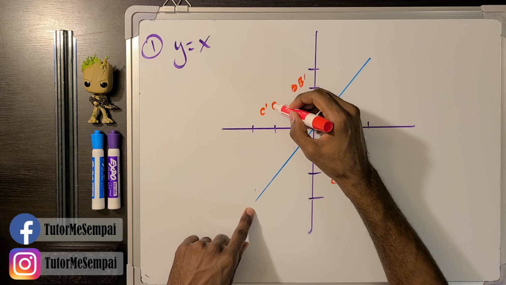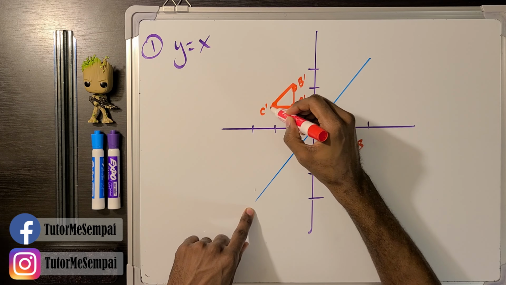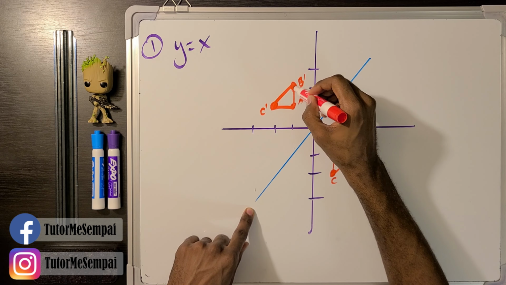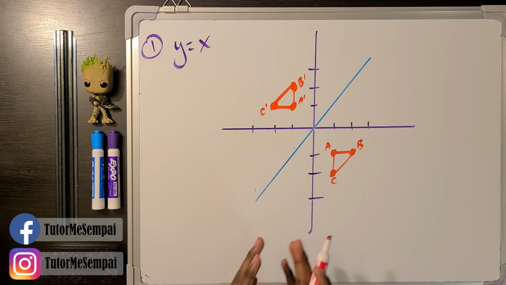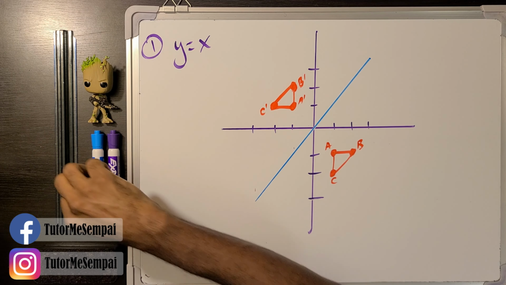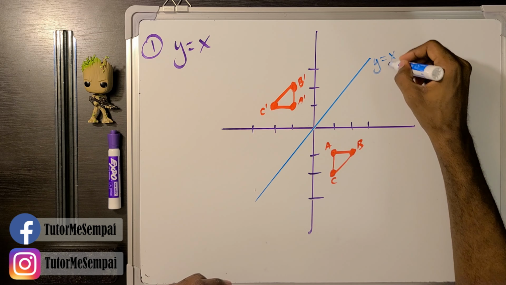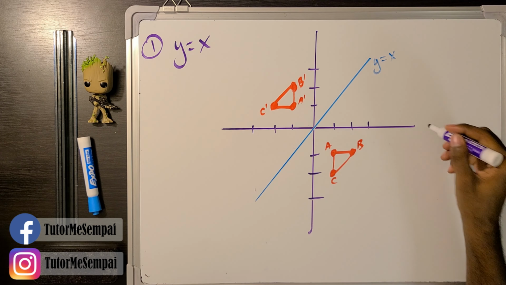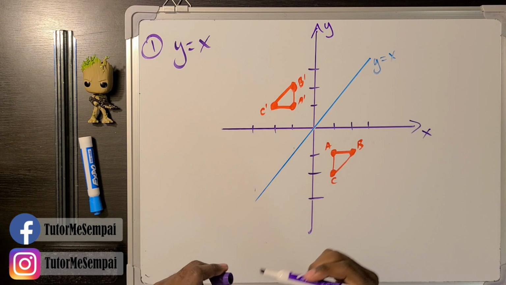And now we connect all the dots. Fill in some more dots here so you can kind of see where the dots are. And now we've reflected over this line. Now, what is this line again? This is the line y equals x. And this is our x-axis, and that is our y-axis.